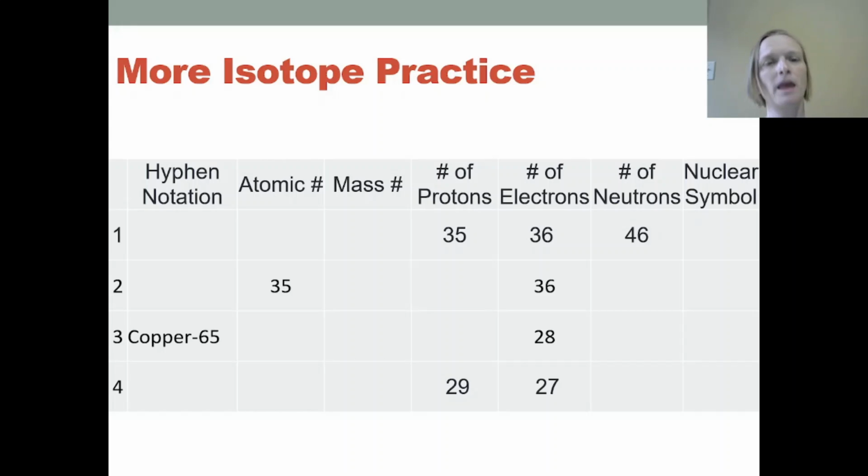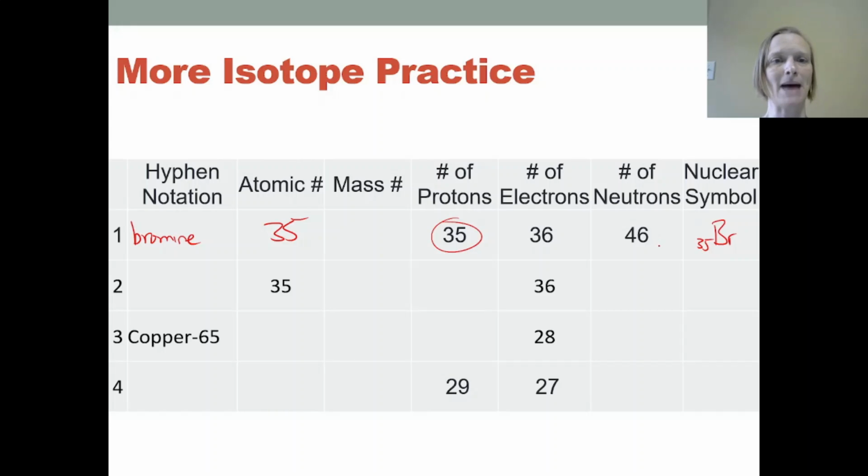Example 1. If we have 35 protons, that defines the element. So that's my atomic number, and I look up atomic number 35 on the periodic table, and that is bromine, which has an element symbol of Br. I'll go ahead and put 35 in the bottom left corner because that's where I put the atomic number.